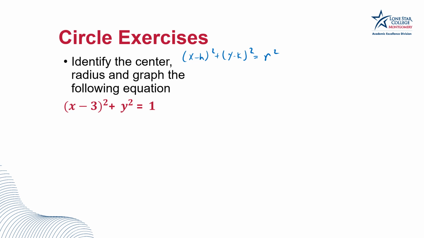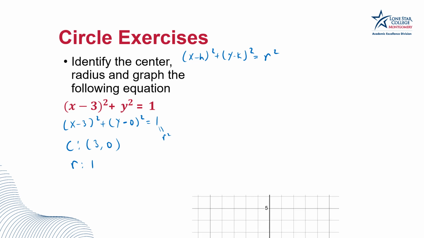However, we can rewrite this equation to look more like the center radius form as x minus 3 squared plus y minus 0 squared equals 1. Because when you subtract or add 0, it's like you're not adding or subtracting anything. So you can rewrite this as y minus 0 squared. Now that we've written it this way, we can see that our center is going to be 3 comma 0, and our radius, again, r squared is 1. That tells us r has to be just 1.